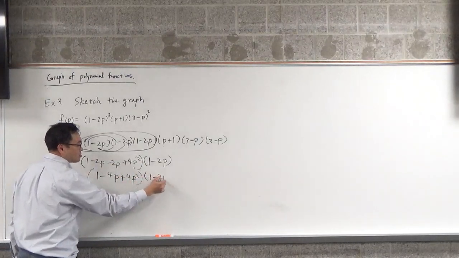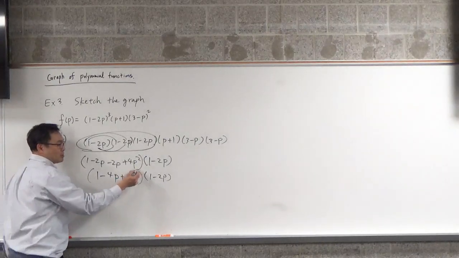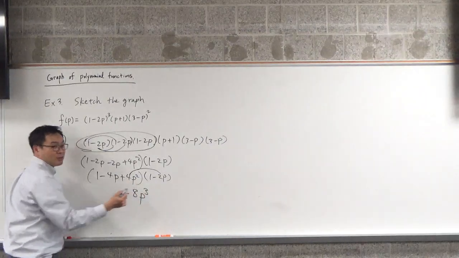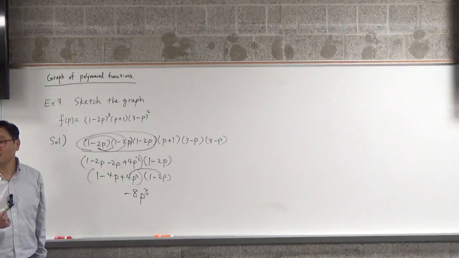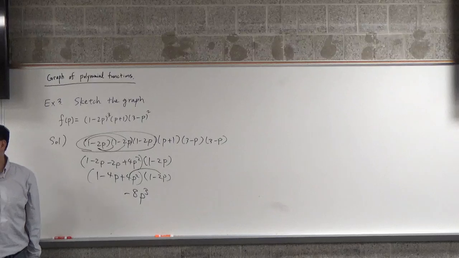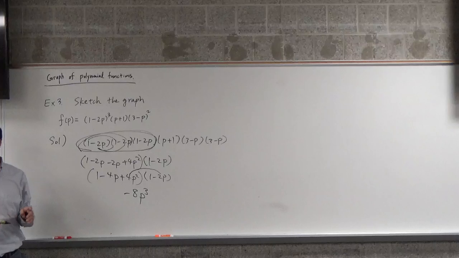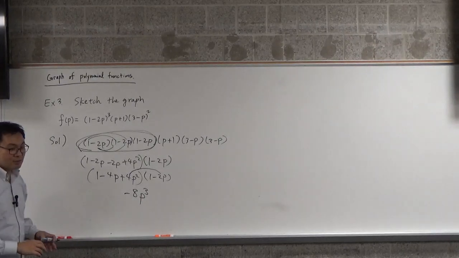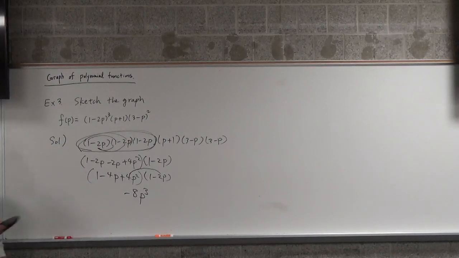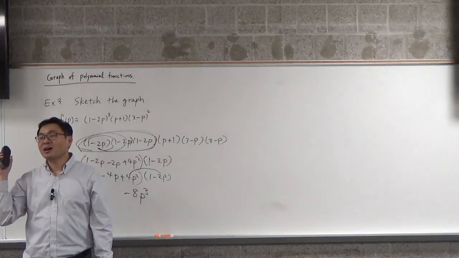And when you multiply by 1 minus 2p, what's the highest order term? This times this would be negative 8p cubed, right? Do you see that? You're going to get negative 8p cubed just multiplying this much. I haven't multiplied the other ones yet. But here's my point.